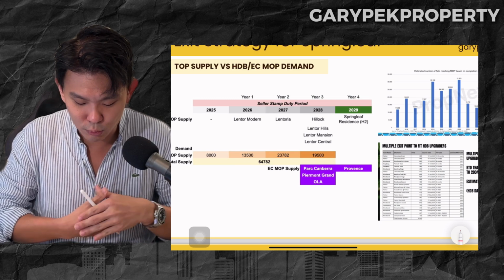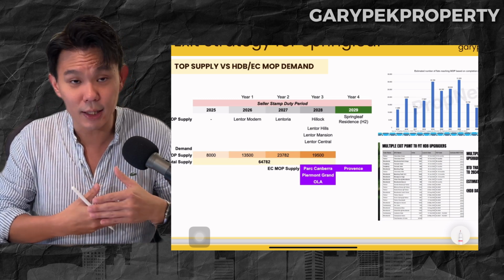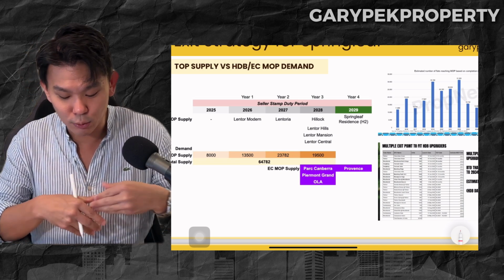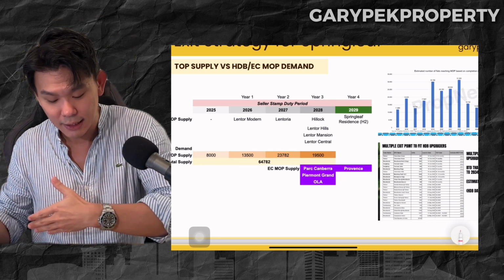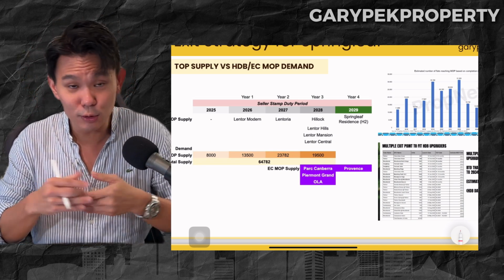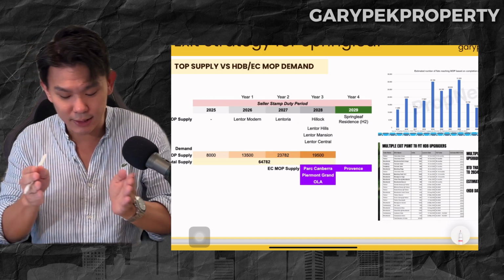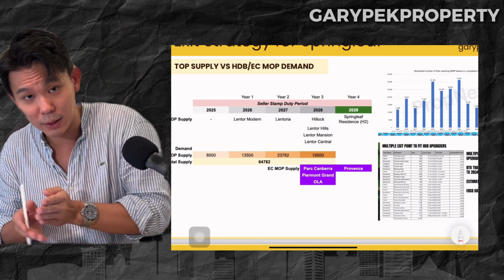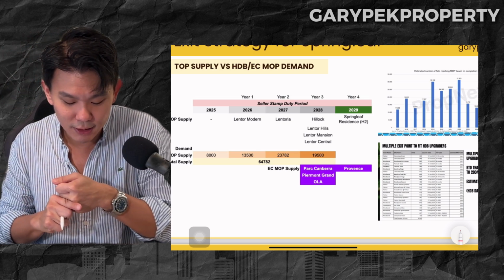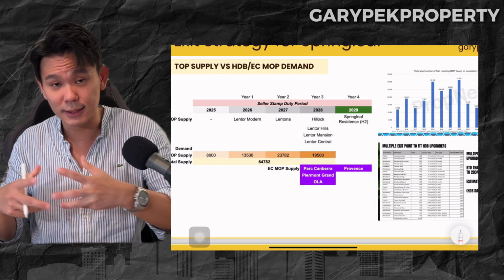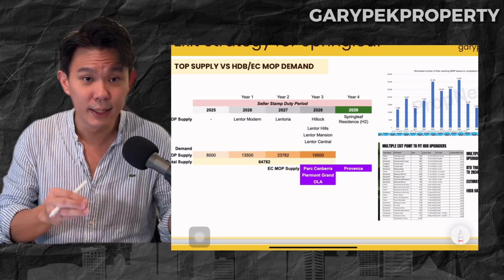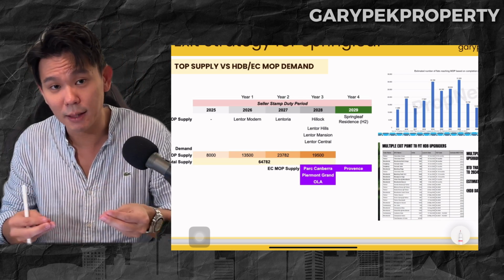And 2028 will be Lentor Hill, Lentor Mansion, and likely Lentor Central. Whereas for Springleaf Residence, you will TOP in 2029. And in hindsight, you will tend to escape the TOP supply that comes in 2026 to 2028. So I think this is one of the key factors for you to consider when you are exiting. If you are concerned about too high supply or too high TOP supply, then of course it also depends on your unit type that you are choosing.